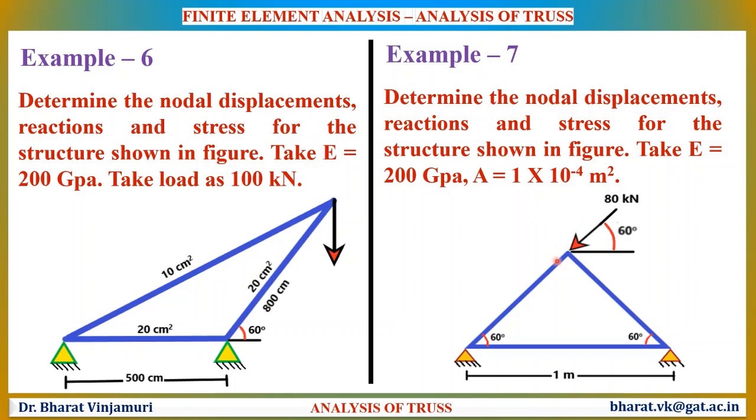Now in this numerical, the load is inclined, so we need to resolve this load into a horizontal component and a vertical component. While resolving the forces, you need to understand that the horizontal component, since it is next to the angle, will be 80 cos 60 degrees. Similarly, the vertical component will be 80 sin 60 degrees. So try out these examples.